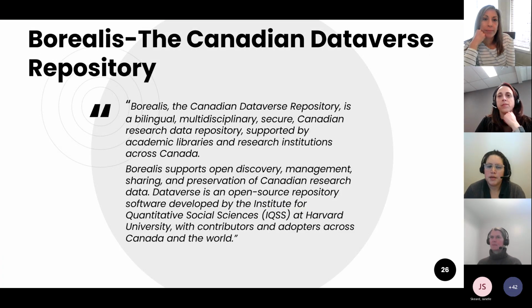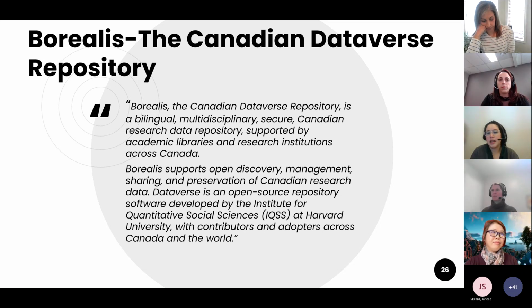So just a little background information about what Borealis is. Borealis is a Canadian Dataverse repository. It's a bilingual, multidisciplinary, secure Canadian research data repository, and it's supported by academic libraries and research institutions across Canada. It supports open discovery, management, sharing, and the preservation of Canadian research data. It's an open source repository, and it was developed at Harvard University with contributors and adopters across Canada, as well as internationally. Next slide, please.